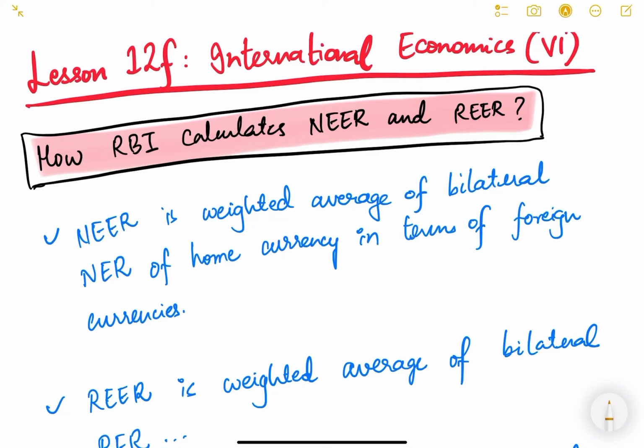So let us continue international economics. This is the sixth video of this particular lesson. And in this particular video, finally, we are going to see how our Reserve Bank of India calculates the nominal effective exchange rate and the real effective exchange rates, right? So they are known as NEER and REER.